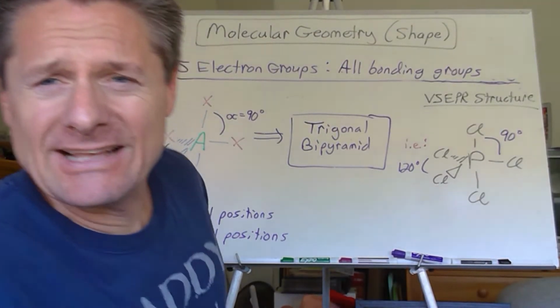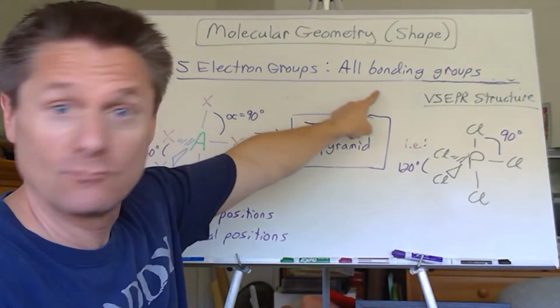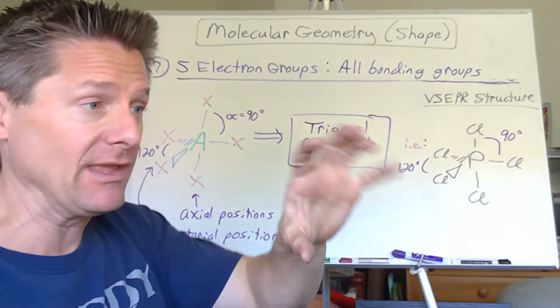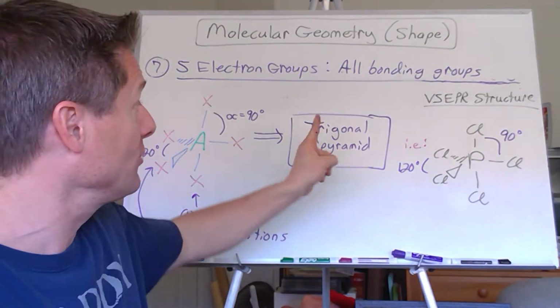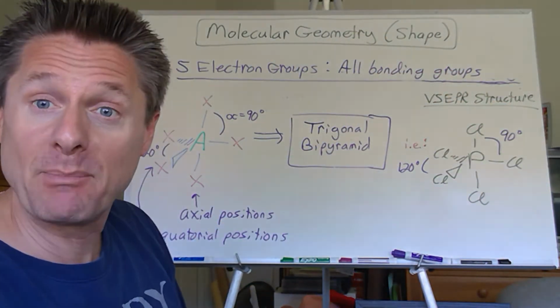All right, let's get into the expanded octets. 5 electron groups now, right? Which requires an expanded octet. All of them bonding. Therefore, the atomic arrangement and electron group arrangement's the same. So the electron group geometry of trigonal bipyramid will be the molecular geometry of trigonal bipyramid, both.